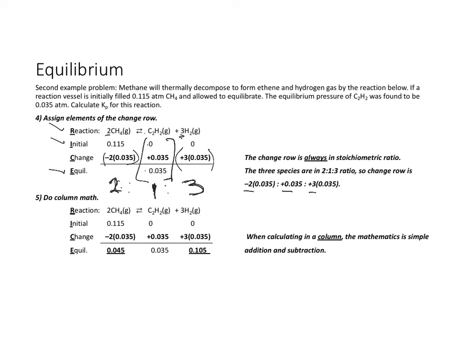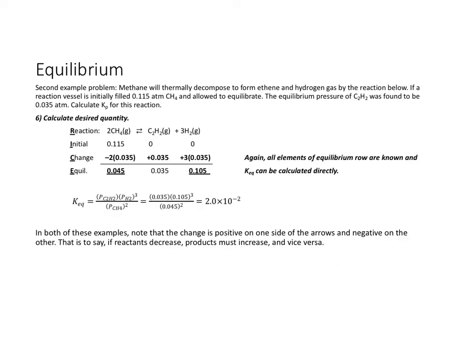When we do the rest of the column math, 0.115 minus 2 times 0.035 gives an equilibrium pressure of CH4 of 0.045. For ethyne, we already knew it was 0.035, and 3 times 0.035 plus 0 is 0.105. And again, remind you, when we're calculating in a column, the mathematics is just addition and subtraction. So we notice again at this point that we have all 3 of our equilibrium values. We form our equilibrium constant so that we can then calculate our desired quantity. So it's the pressure of C2H2 to the first power, its coefficient is 1, times the pressure of H2 cubed, because the coefficient is 3, divided by the pressure of CH4 squared, because CH4's coefficient is 2.